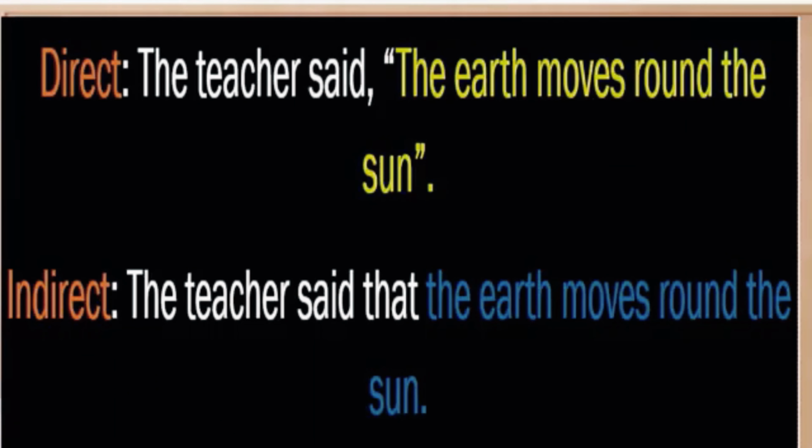Now come to the next one. The tenses may not change if the statement is a universal truth. Here's the example. The teacher said, "The earth moves round the sun." This sentence is an example of universal truth. That's why we won't change the tense of that sentence. We can write like this: the teacher said that the earth moves round the sun. In such a way, we'll change this type of sentence.